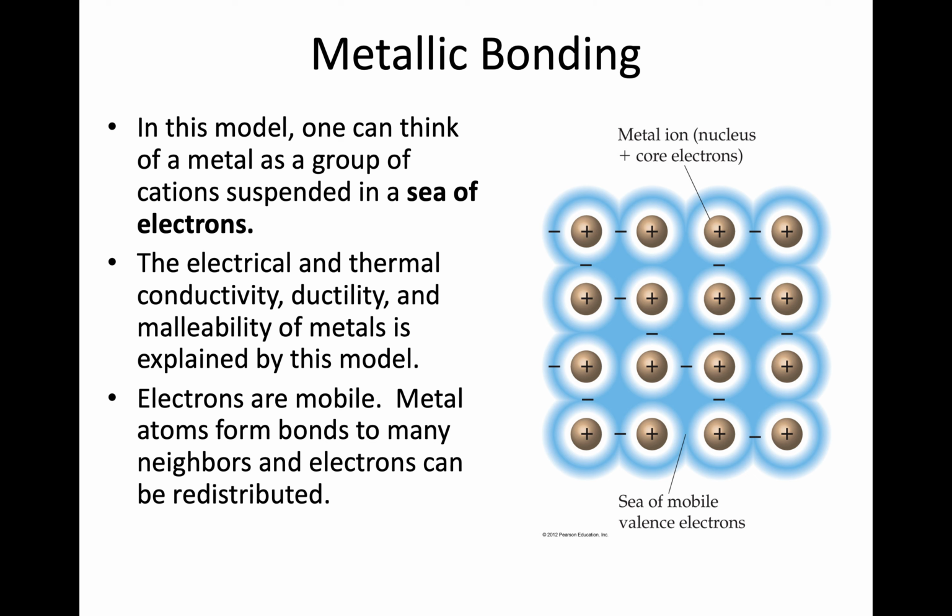This does a good job of explaining some properties for the metal. It could be malleable, so you could distort the structure because you could twist or turn this and you still have the electron glue that would be holding it together. It also would explain aspects of conductivity, of being able to have the electrons travel throughout.